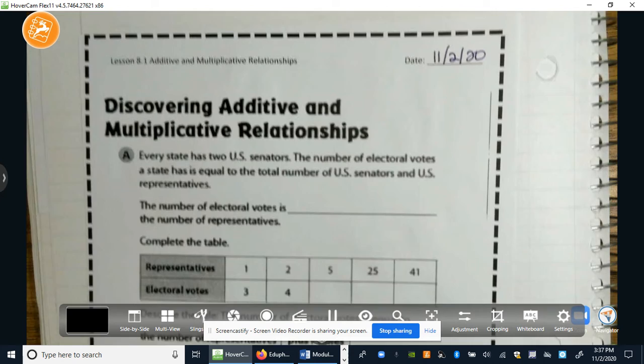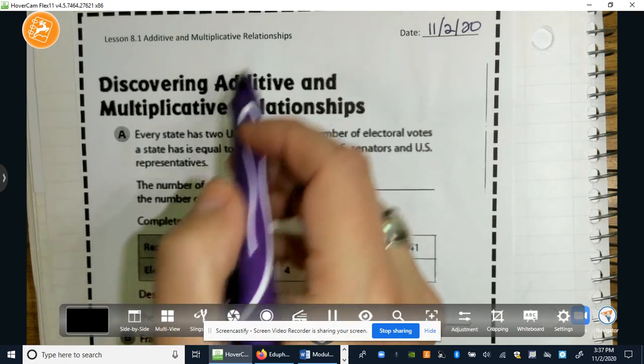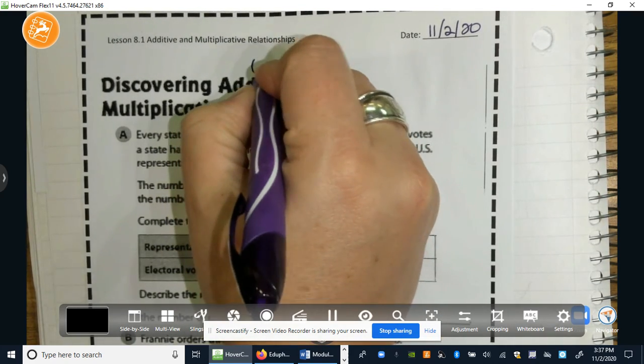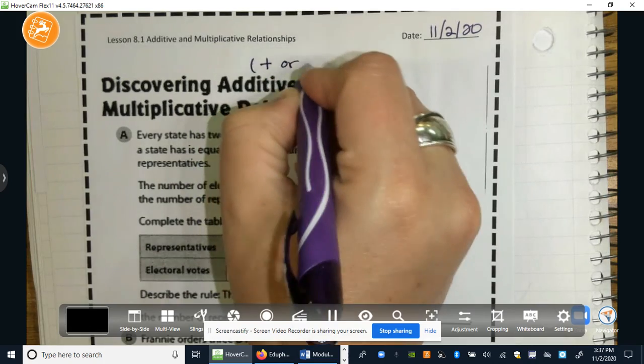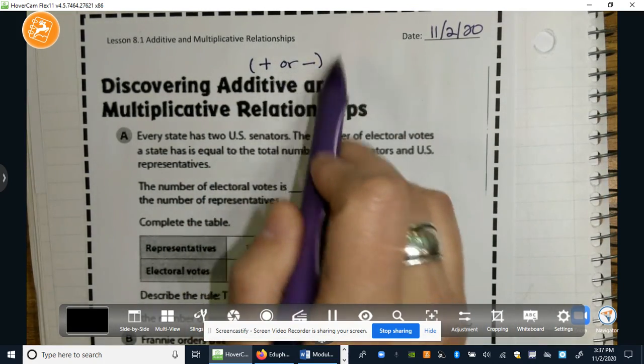So, discovering additive and multiplicative relationships. So basically in this section, we're going to be looking at tables and figure out what did you do to one to get to the other. Okay? Now, there's two ways you can do this. It can either be additive or multiplicative. Well, you're saying that there's 4 operations, Ms. Delcambre. Well, additive can either be adding or subtracting, because adding a negative is the same as subtracting.